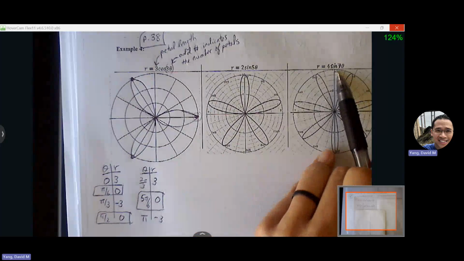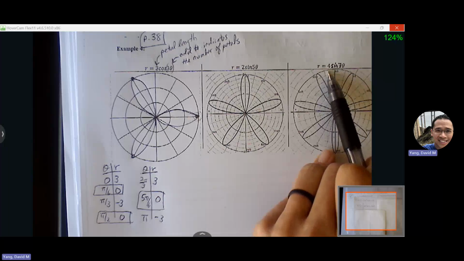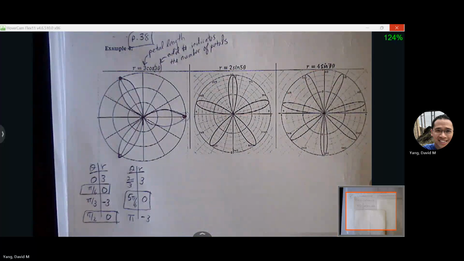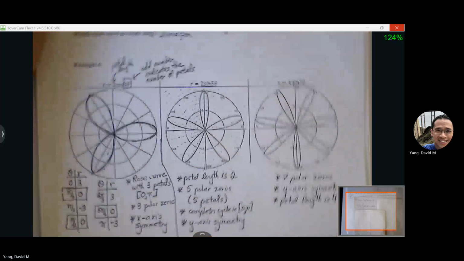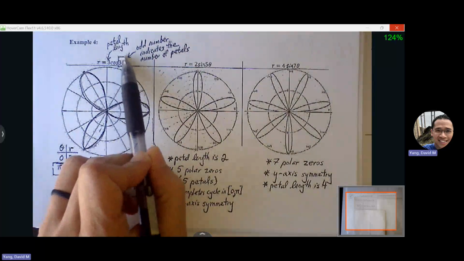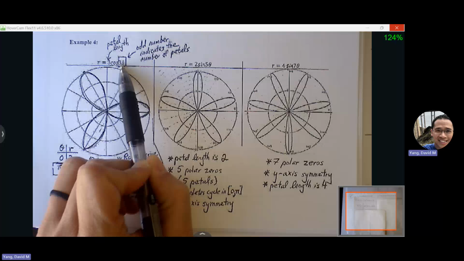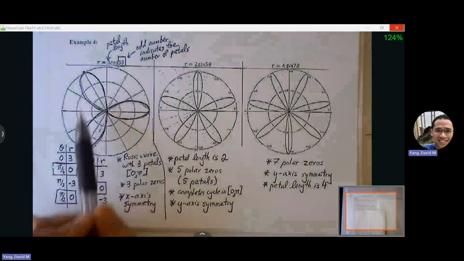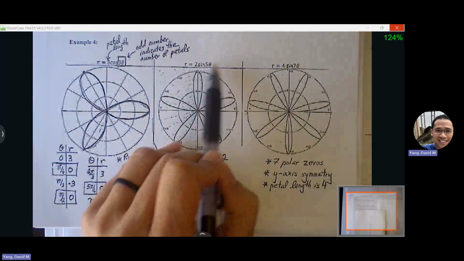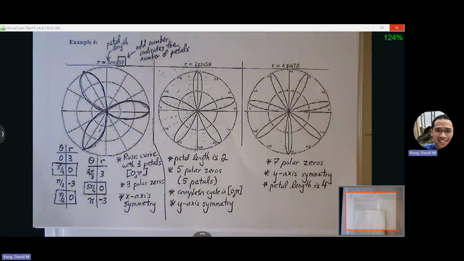This one, sine of 7 theta, has 7 petals, each with a length of 4. And then all the odd numbered theta values will all complete their cycle from 0 to pi. So if it's 3 theta, 5 theta, 7 theta, they're going to complete their full cycle in that interval from 0 to pi.